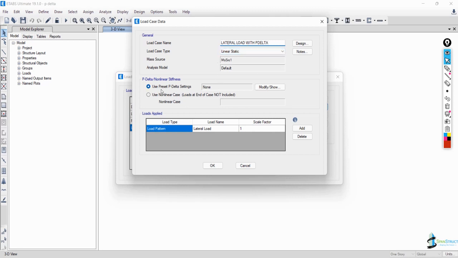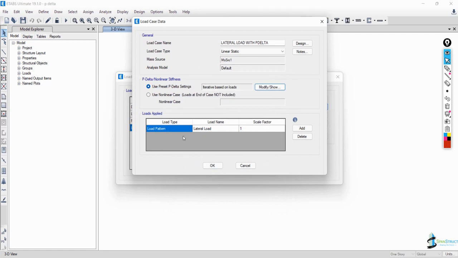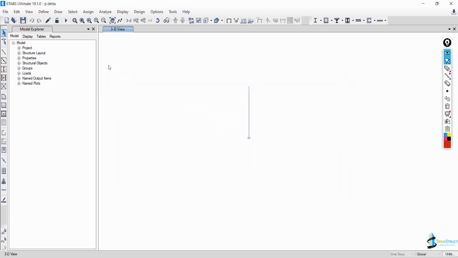The only thing you have to do is use the preset P delta setting here, which right now is none. You modify this and give it iterative based on loads. So the dead will be 1.2 and the live will be 1.2. I will explain why the dead is 1.2 and why the live is 1.2 in the upcoming lectures. Everything else will remain the same, only you have to give the P delta setting here, click OK, click OK, and again run the analysis.